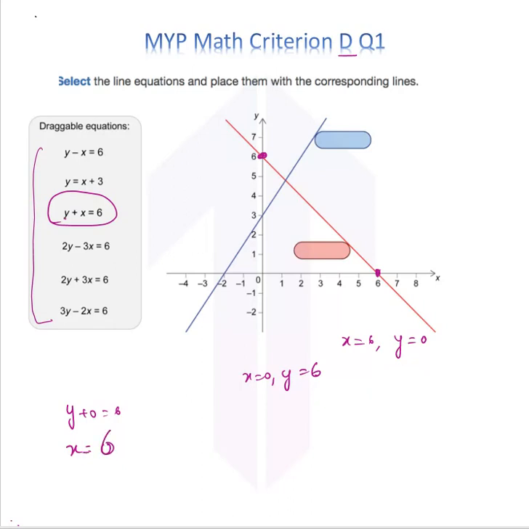And for the other line, if we check out, this is the point where x is 0, y is 3. So that would straight away be this equation, 2y minus 3x. So put x as 0, 2y is equal to 6, y is equal to 3.